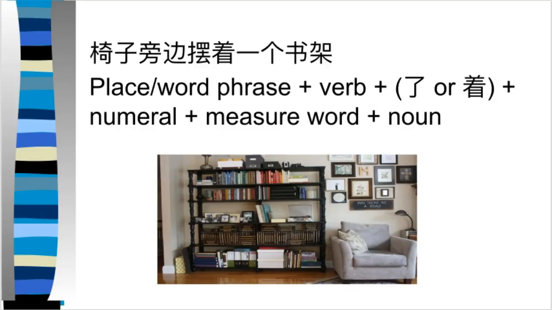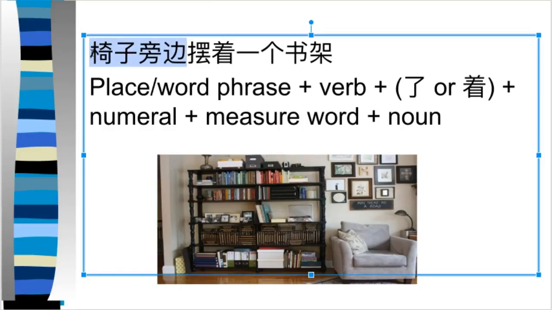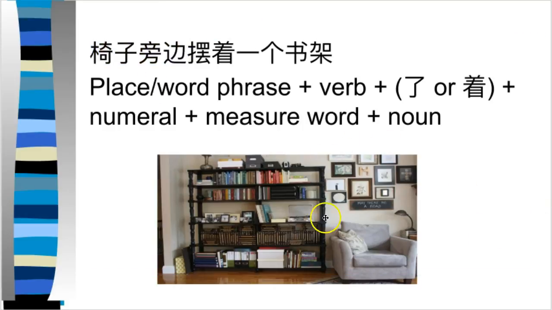Let's look at some more examples. Well, let's kind of review those examples we just talked about. 椅子, here we go. 旁边摆着一个书架. So this is the location here, and then what's next to the location is specifically next to the chair. So next to the chair, what's next to the chair? 摆着一个书架 is placed a bookshelf.